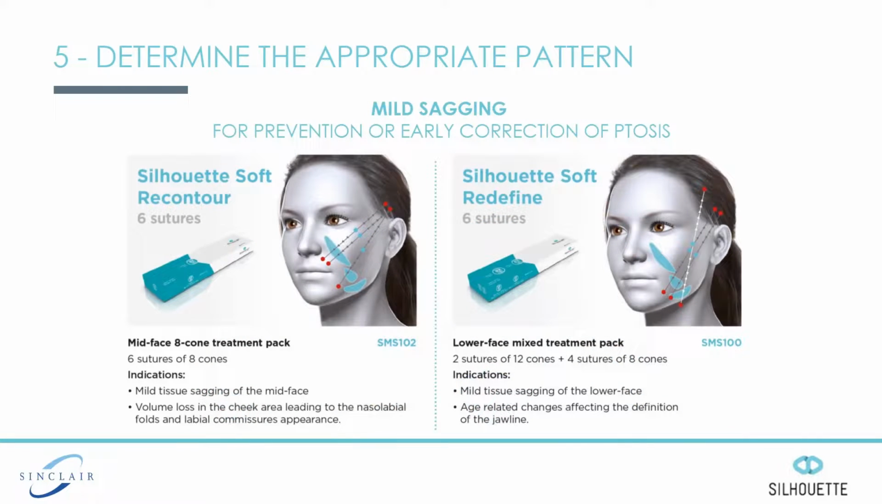To treat mild sagging tissue in localized areas, either mid or lower face, we advise to use at least 6 sutures. To treat sagging of the midface, which leads to the appearance of nasolabial folds and labial commissures, we propose Silhouette Soft Recontour, 6 sutures of 8 cones. To treat sagging of the lower face, which leads to loss of definition in the jawline, we propose Silhouette Soft Redefine, 2 sutures of 12 cones and 4 sutures of 8 cones.